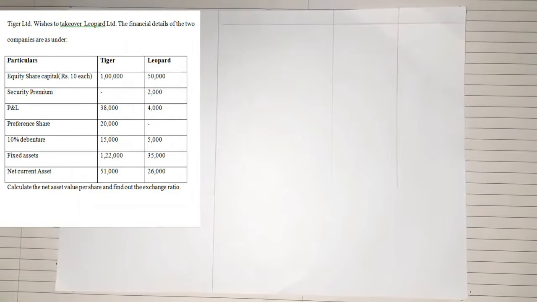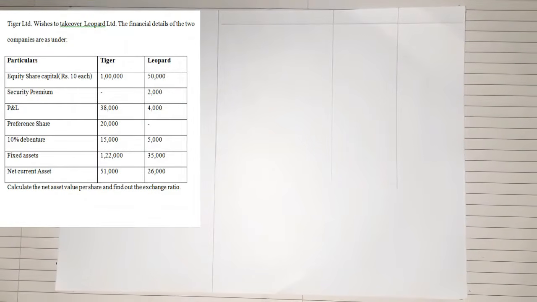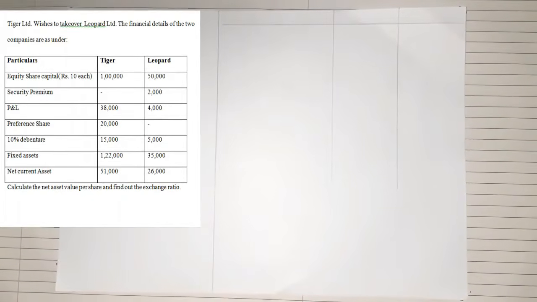Now this is the very first sum under valuation as per net asset method. In this sum we are going to find the value of share as per net asset method. So now let us go through the question once. In the question it is given that Tiger Limited wishes to take over Leopard Limited. The financial details of the two companies are as under.